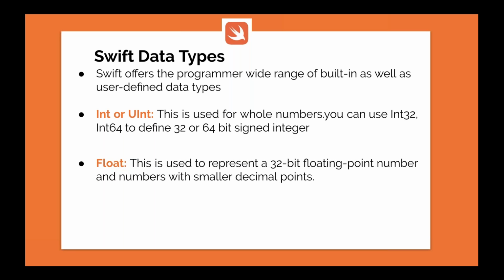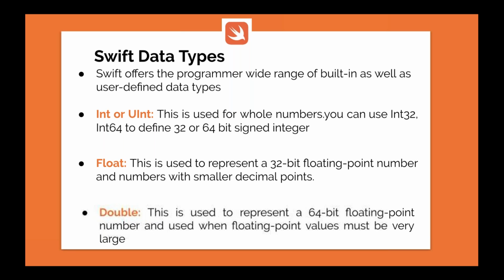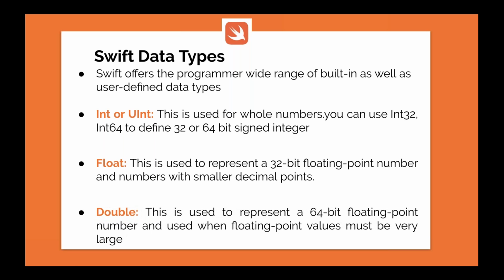The second one is the Float type. In the sense, it can maintain the fractional part, but Float is always restricted to 32-bit. So this is used to represent a 32-bit floating point number, with numbers having smaller decimal points. If you have high-range floating data, then you should go for Double. Double is used to represent a 64-bit floating point number, and you use it when the floating point value will be large. So for Float and Double, simply consider: 32-bit for small floating data, and if you are going to maintain long information, then go for Double.